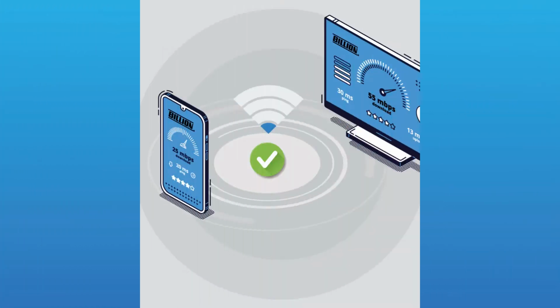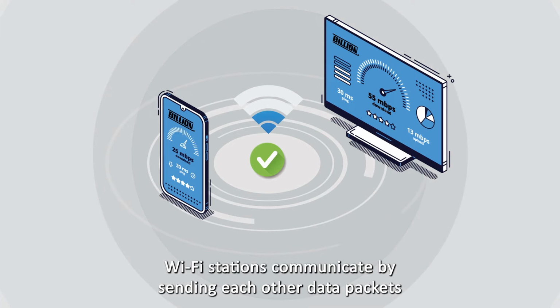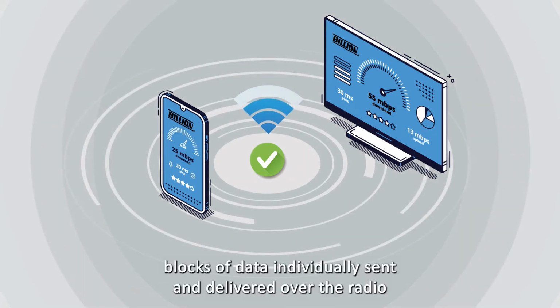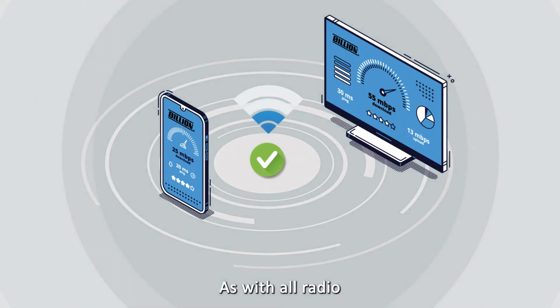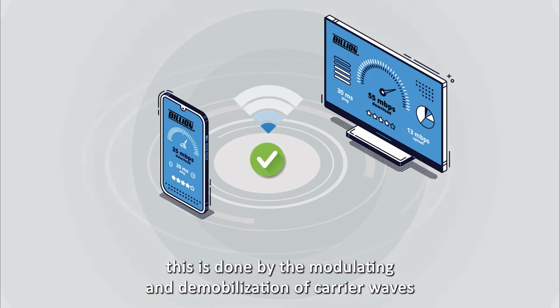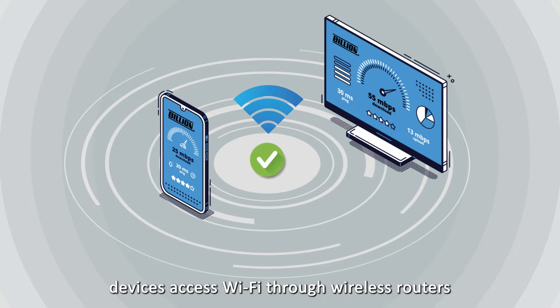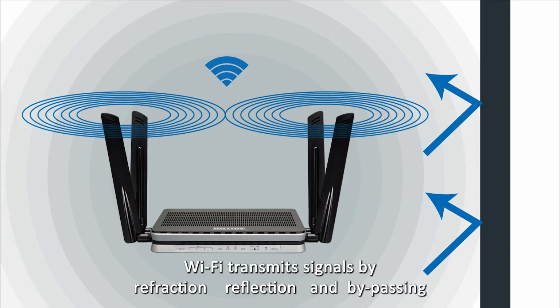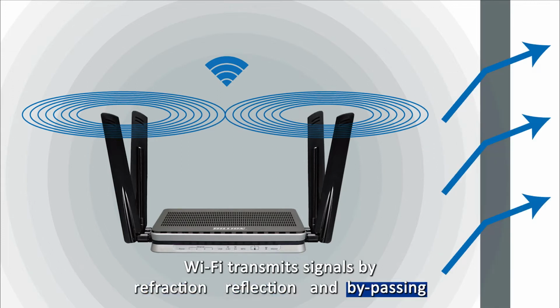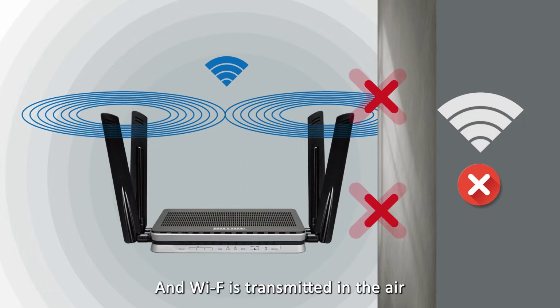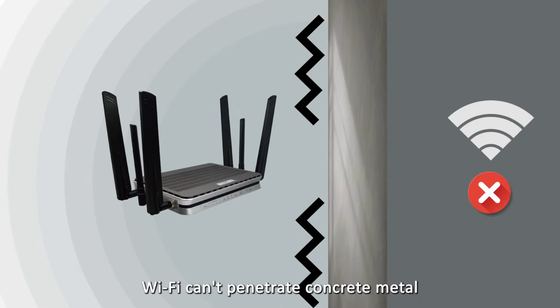Operational principles. Wi-Fi stations communicate by sending each other data packets, blocks of data individually sent and delivered over the radio. As with all radio, this is done by the modulating and demodulation of carrier waves. Devices access Wi-Fi through wireless routers to connect to the internet. Wi-Fi transmits signals by refraction, reflection, and bypassing, and Wi-Fi is transmitted in the air, so it can be blocked by certain substances. Wi-Fi can't penetrate concrete, metal, etc.